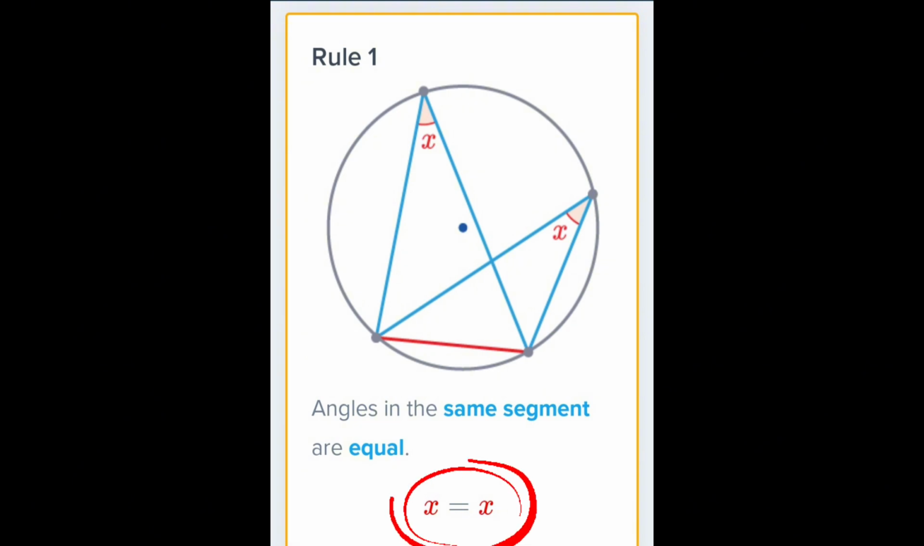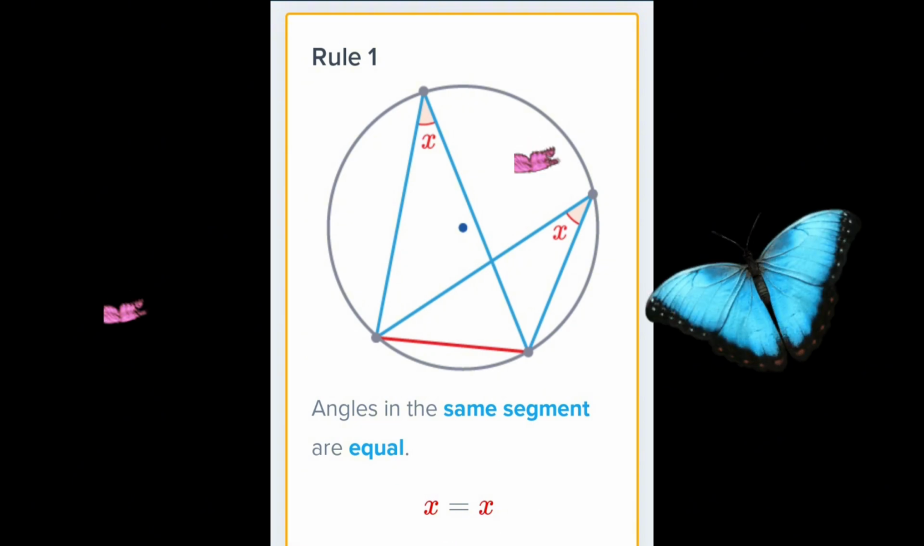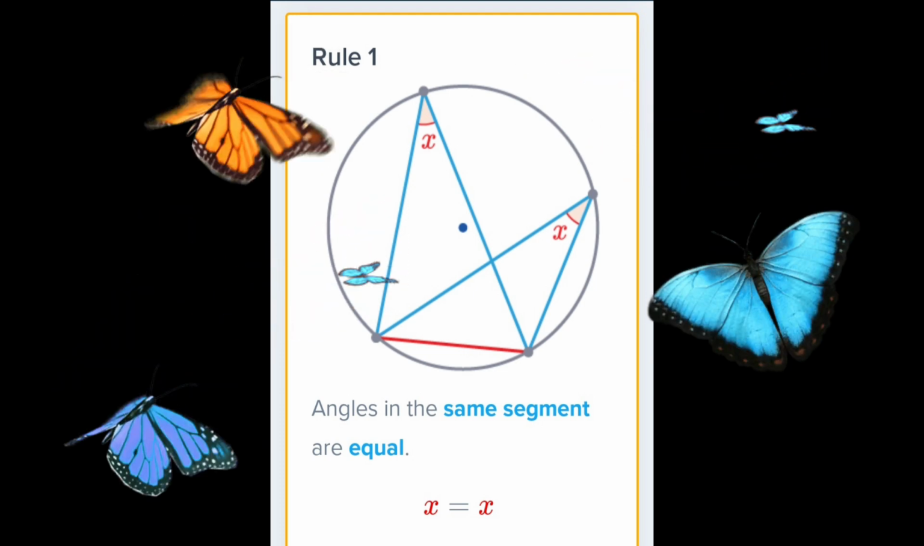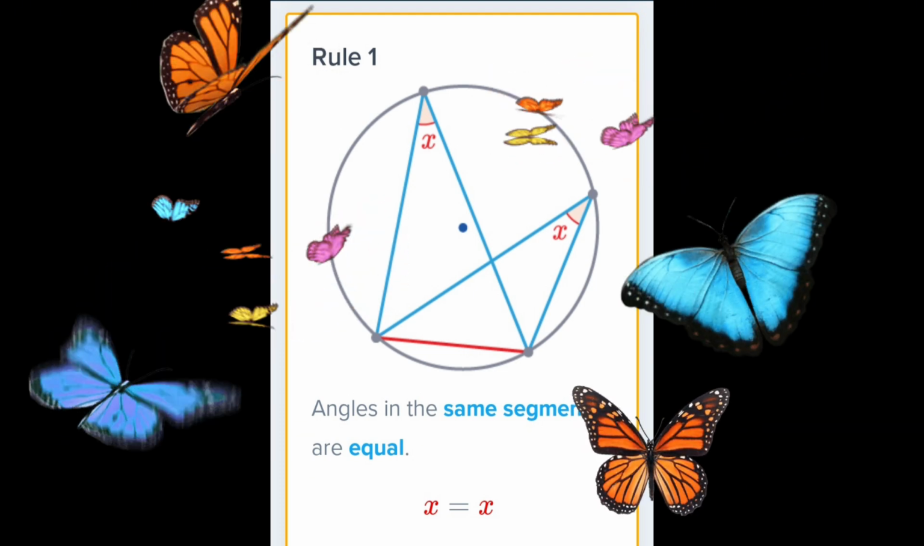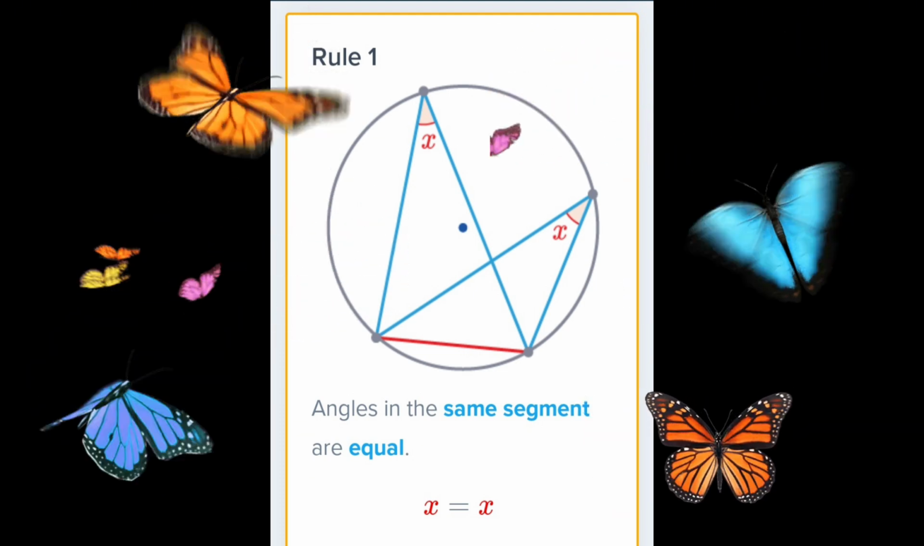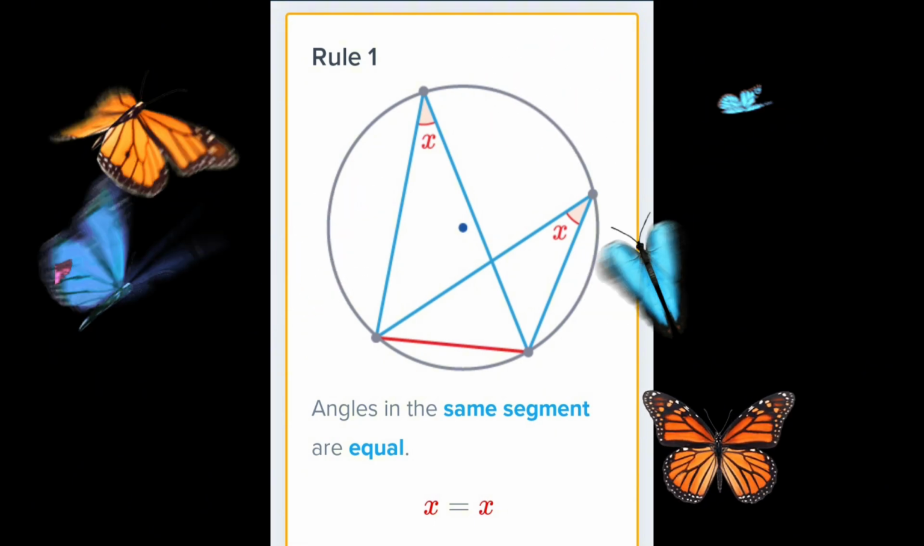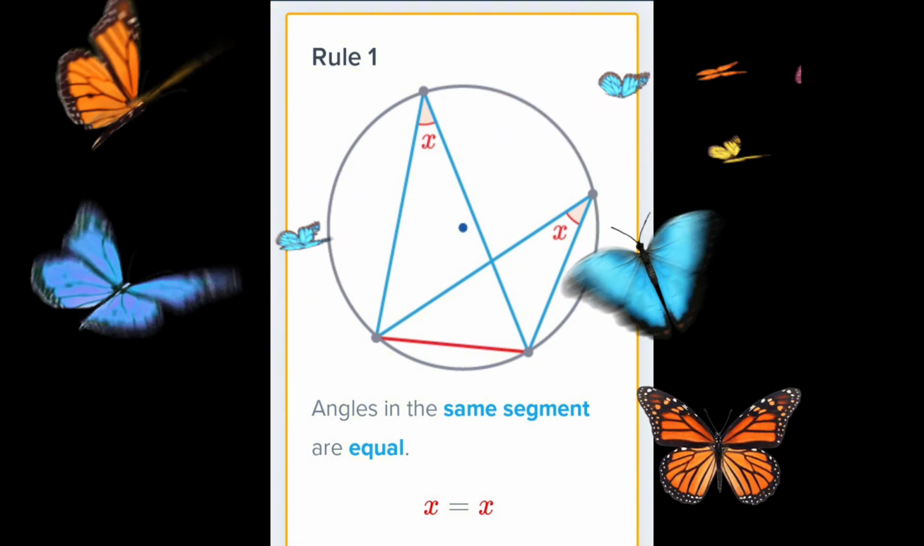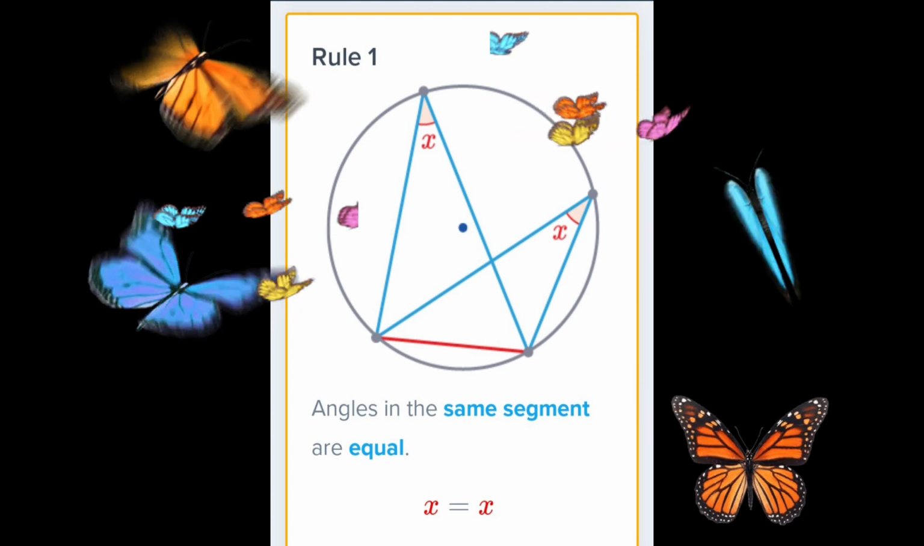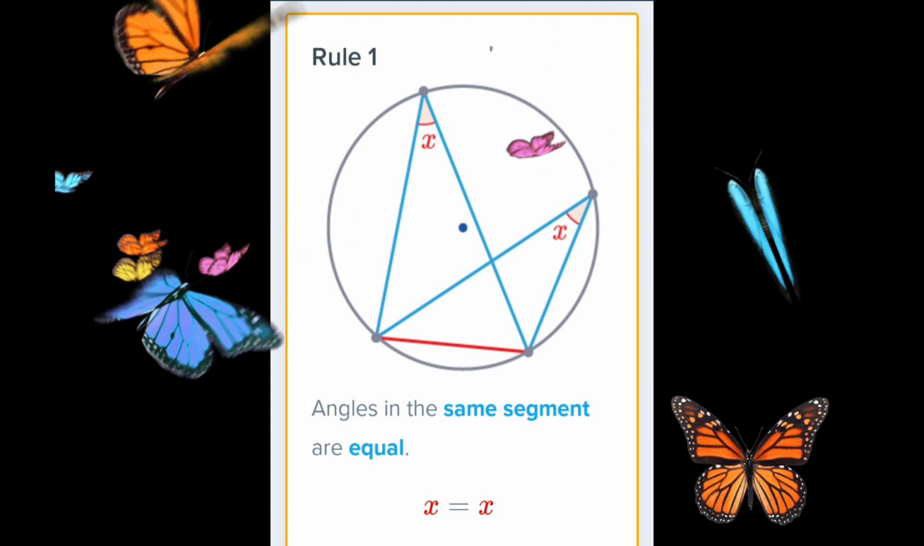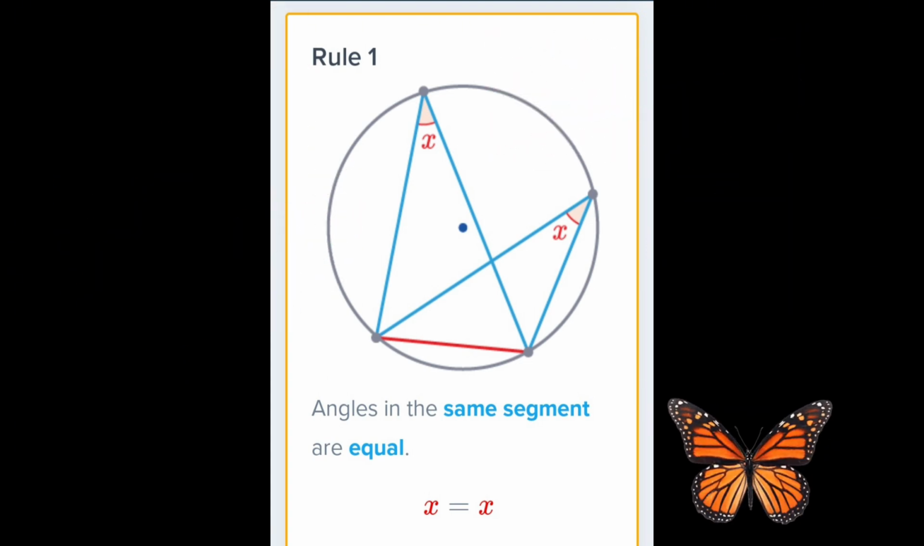How to remember this rule number 1 easily? You can imagine the wing of a butterfly. The triangle on the left contains angle X. The triangle on the right also contains angle X. These two triangles shape the wing of a butterfly, and this reminds you that angles in the same segment are equal.